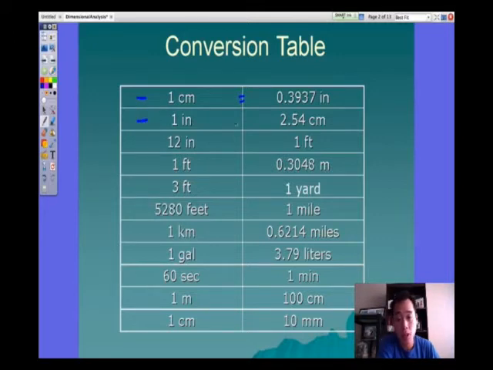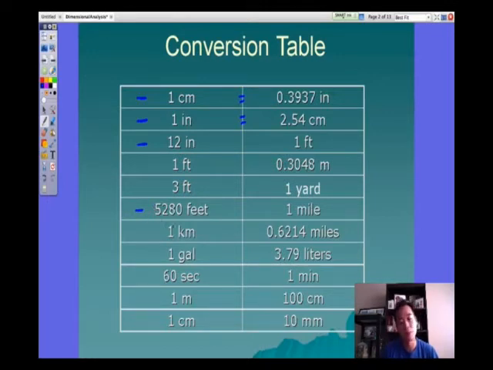Every 1 inch is equivalent to 2.54 centimeters. Most of you already know that in 1 foot there are 12 inches. You should also know that there are 5,280 feet in 1 mile. For those of you that are my knowledgeable team, you know that there are many questions that come up that deal with miles and feet.